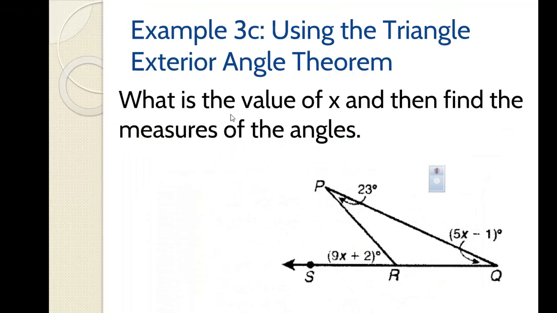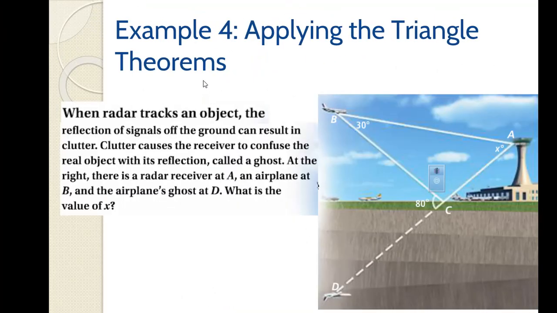All right, let's take a look at our last example. When a radar tracks an object, the reflection of signals off the ground can result in clutter. Clutter causes the receiver to confuse the real object with this reflection, called a ghost. So the airplane at D is called the ghost. At the right, there's a radar receiver at A, an airplane at B, and the airplane's ghost at D. What is the value of x?